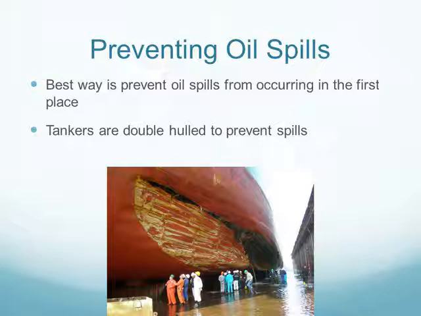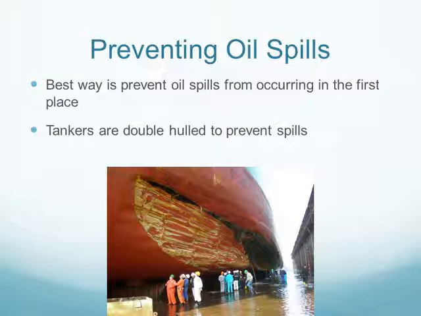So meaning they have two hulls, an inner hull and an outer hull, much like your house where it has insulation. So it has an outer wall and an inner wall. And that outer wall is meant to protect the inner wall. So if something happened to the outer wall, the inner wall will still be intact and it will still hold the oil inside of the hull of the boat.